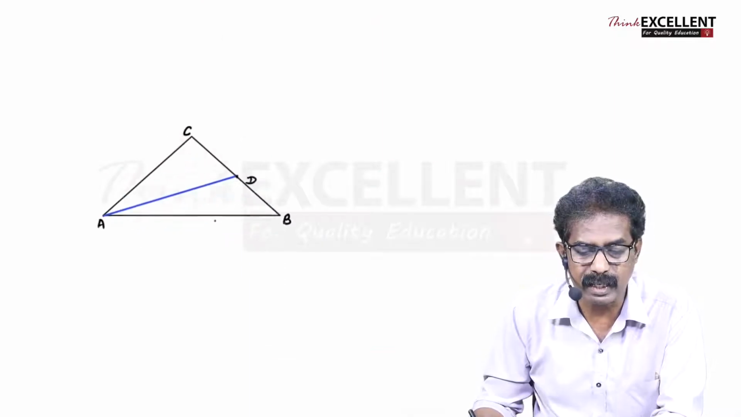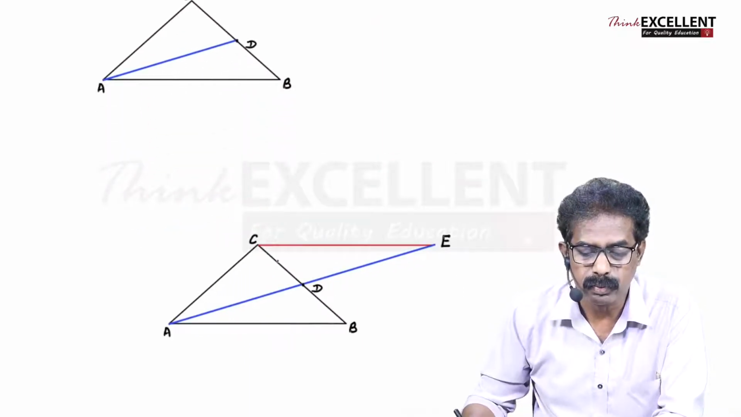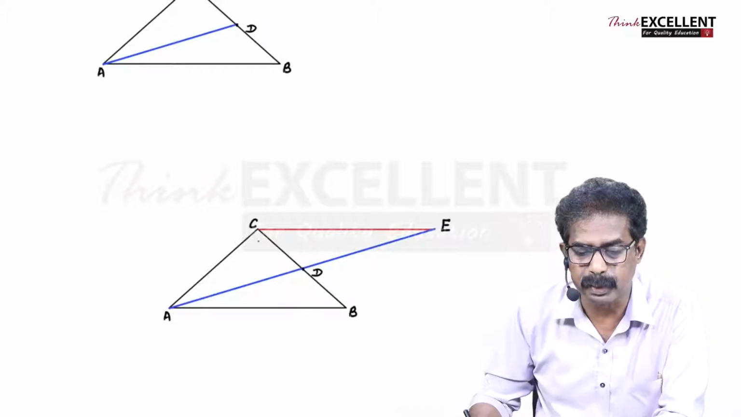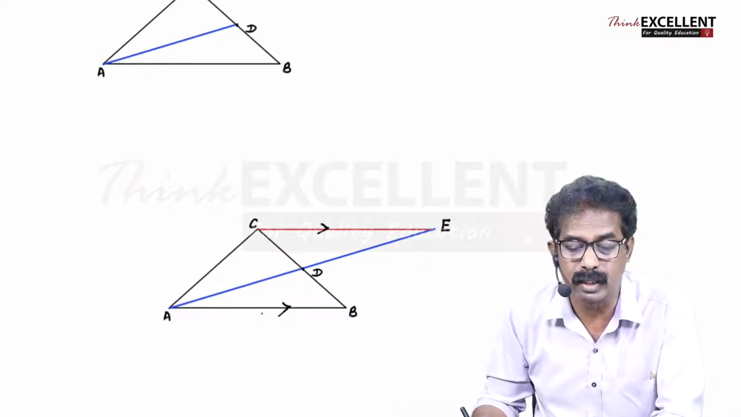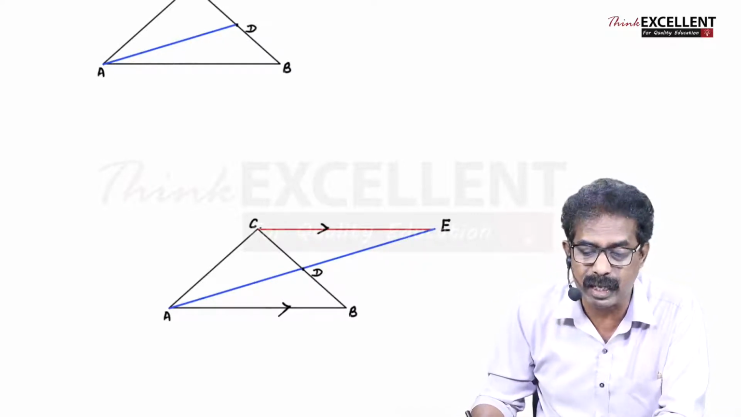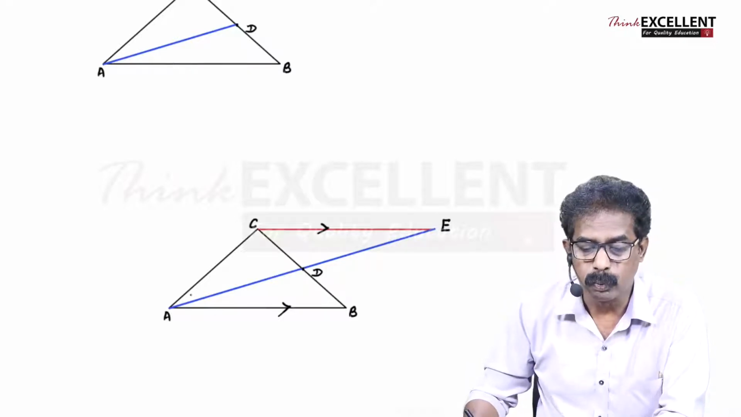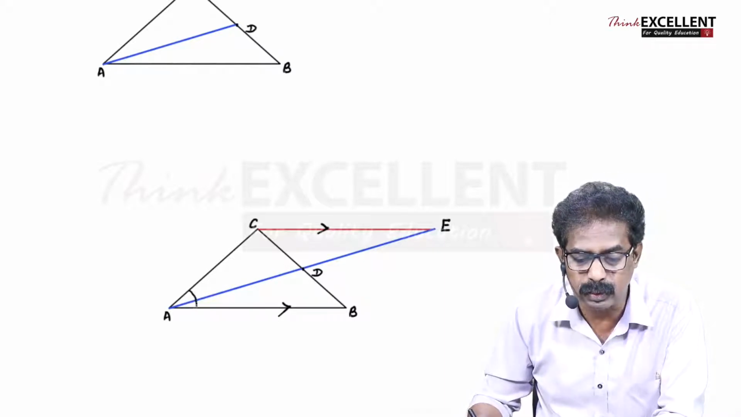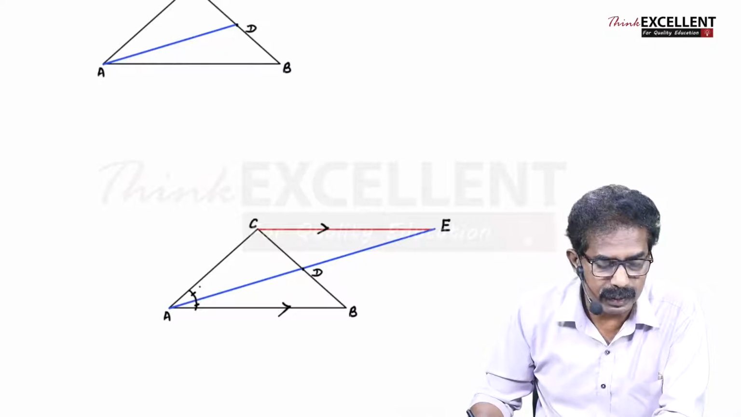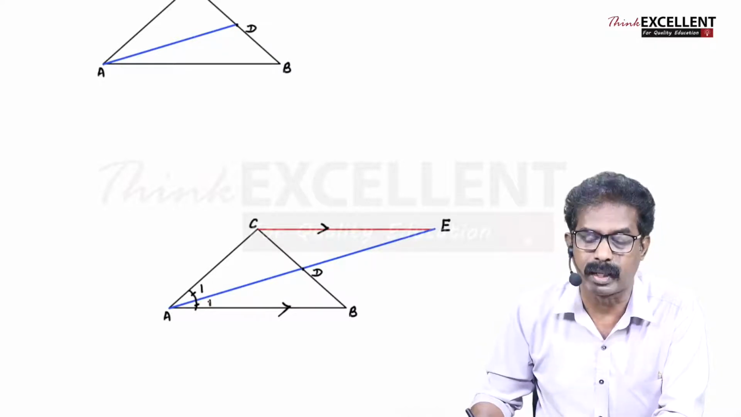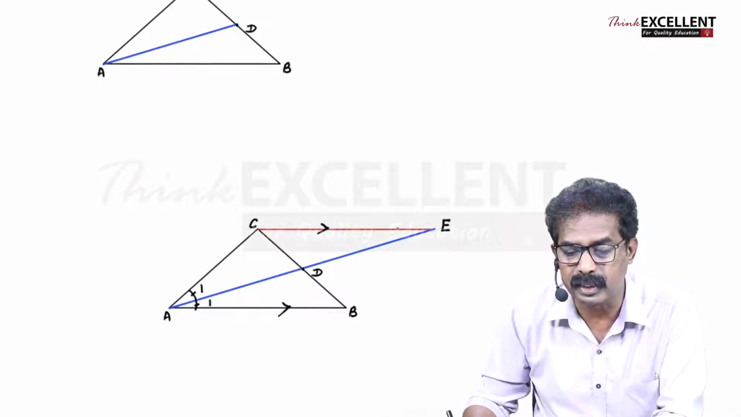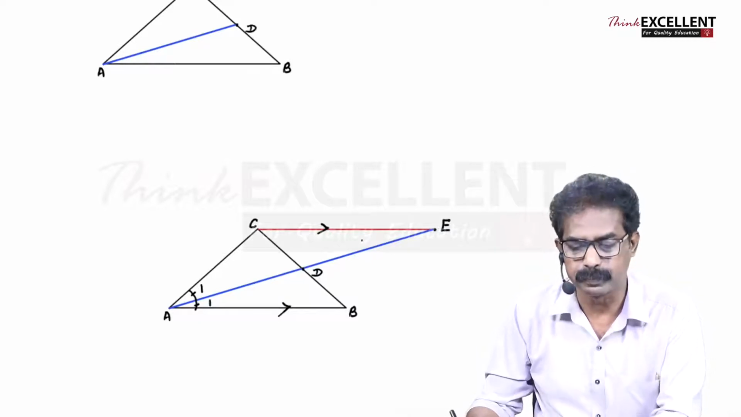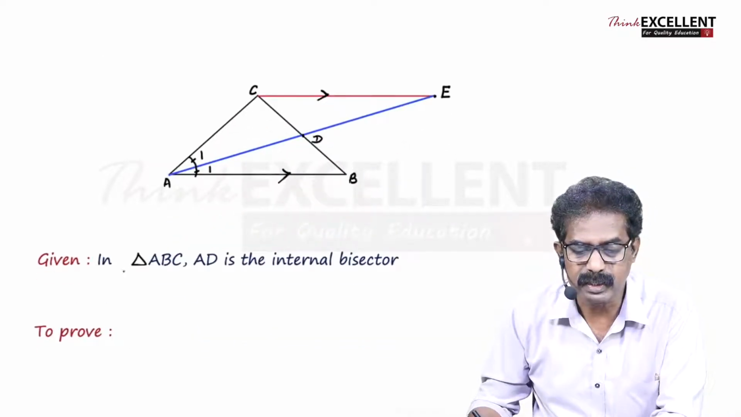See, this is the diagram. AD is the bisector, right? Through C, you draw a line parallel to AB. That is one construction. Through C, you draw a line parallel to AB, which meets AD produced. AD is the angle bisector, so this angle is divided into two equal angles. If this angle is 1, this angle is also 1. So you extend AD, and AD produced and the line through C meet at a point, E.